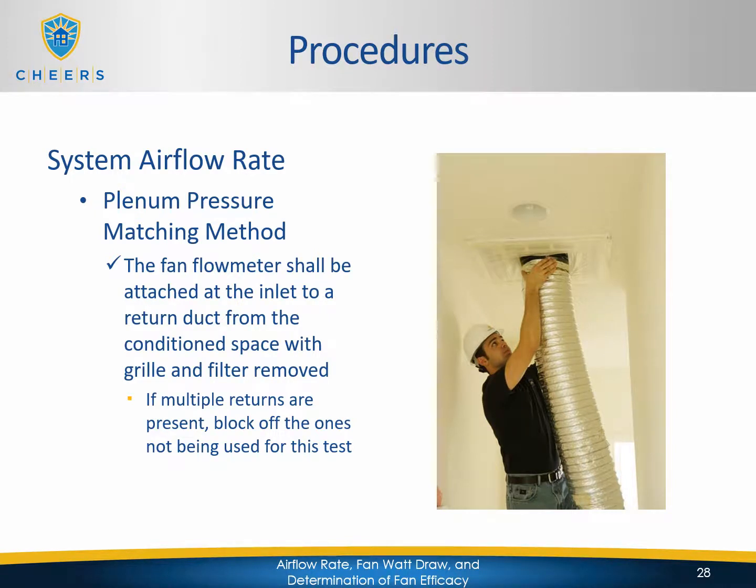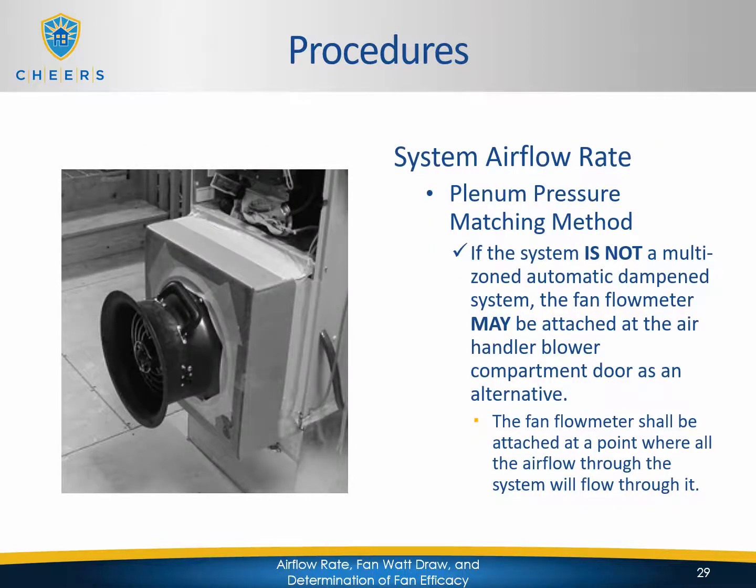The fan flow meter shall be attached at an inlet to a return duct from the condition space with grill and filter removed. If multiple returns are present, block off the ones not being used for this test. Ideally, you'd want to use the main return for this particular test. If the system is not a multi-zone automatic damper system, the fan flow meter may be attached at the air handler blower compartment door as an alternative. And again, it may be attached. It doesn't have to be attached in such a way. The fan flow meter shall be attached at a point where the airflow through the system will flow through it.